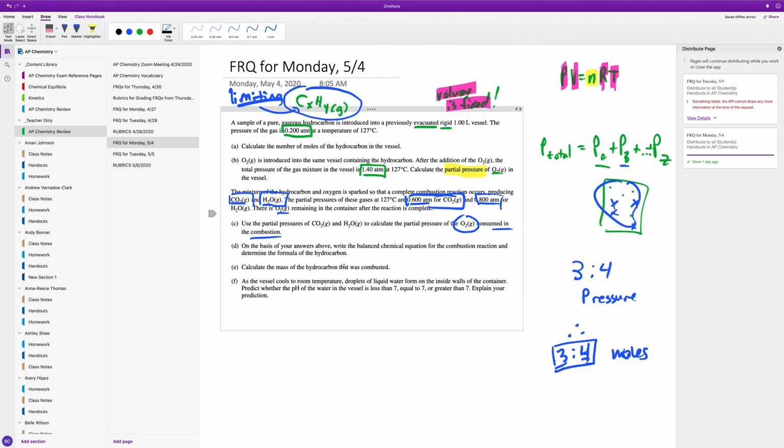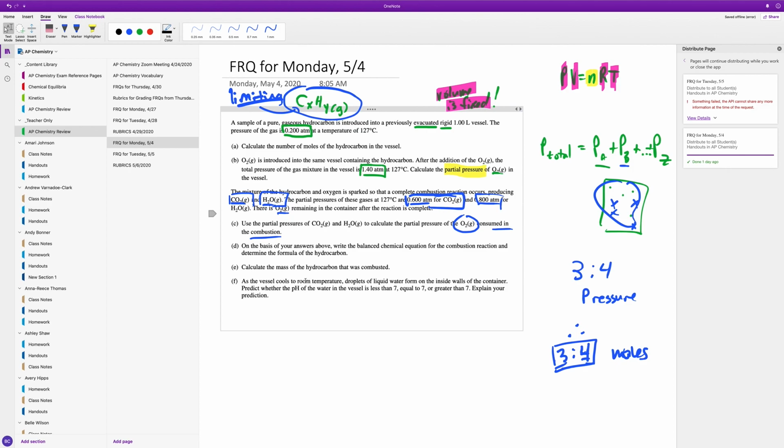Calculate the mass of the hydrocarbon. Once you have a balanced equation, you can use that information to do some stoichiometry. There might be other ways to do it here, although I don't see, if we know the partial pressure of oxygen, there's different ways we can figure out how much oxygen is consumed. We'll have to do some stoichiometry for letter E.